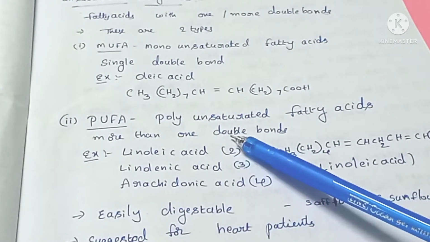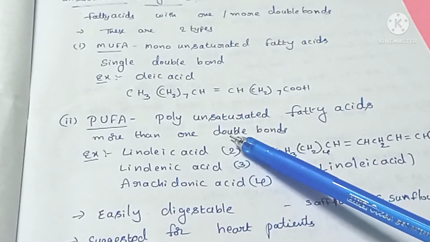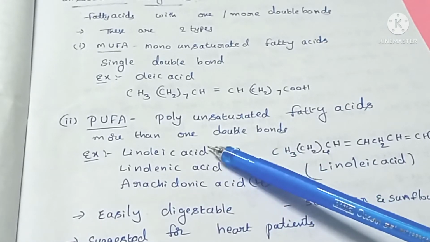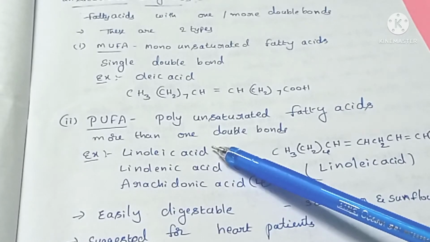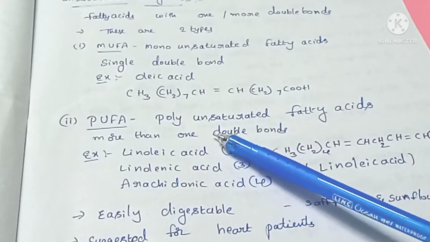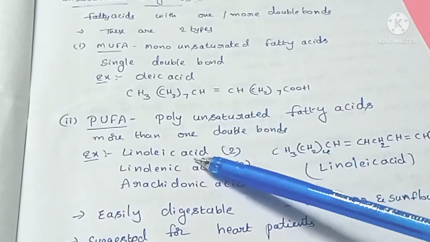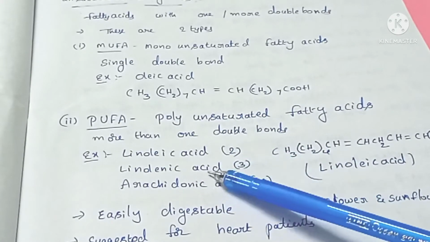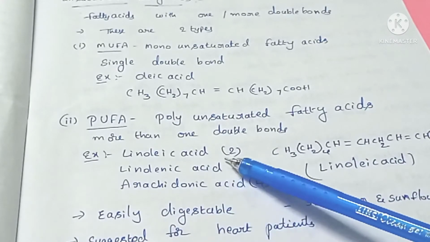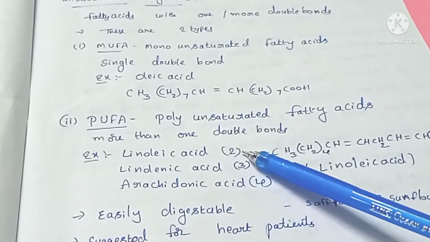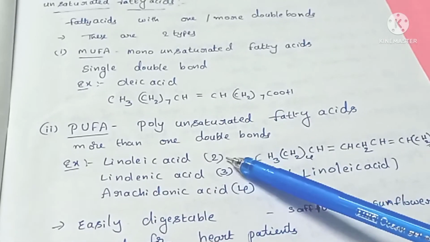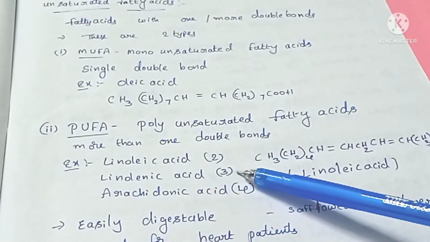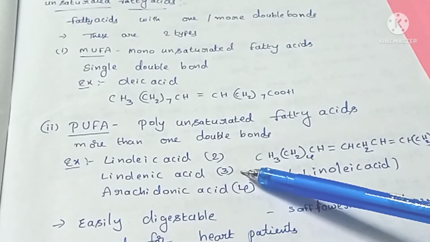We have studied that saturated fatty acids consist of single bonds, whereas unsaturated fatty acids consist of double bonds. And again, depending on the number of double bonds, they are classified into two types. If there is only one double bond, they come under MUFA. If there is more than one double bond, they come under PUFA. Examples of polyunsaturated fatty acids are linoleic acid, which has 2 double bonds, and linolenic acid, which consists of 3 double bonds.